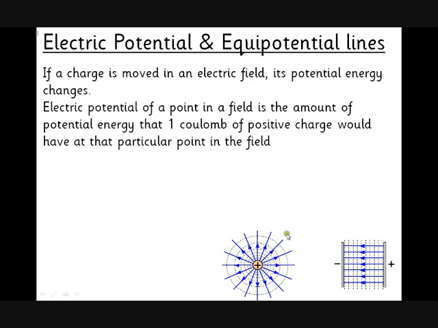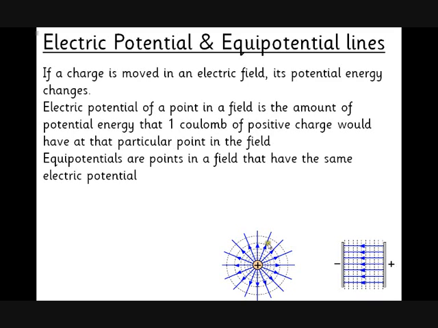But the main idea is that the potential energy within a field does change. We measure potential in terms of the amount of energy that 1 coulomb of positive charge has got. So if I bring a negative charge in, then a negative charge is going to be attracted to this. A positive charge would be repelled. So they're going to have positive and negative potential energies.